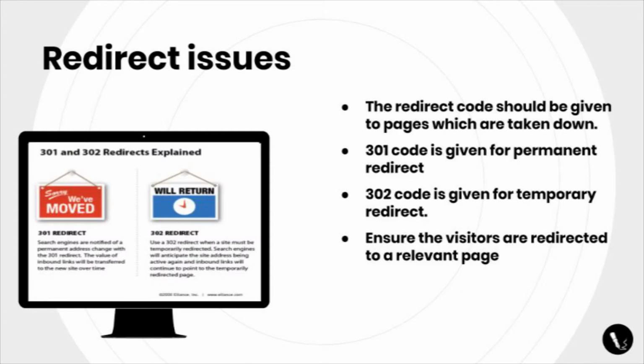Redirect issues. If a page of the website has been taken down, you should immediately give a 301 or 302 redirect. 301 is for permanent redirect and 302 is for temporary redirect. This is done because the user experience declines if the customer sees no page, which would eventually reduce our ranking.